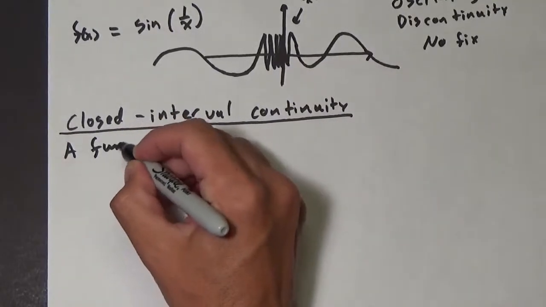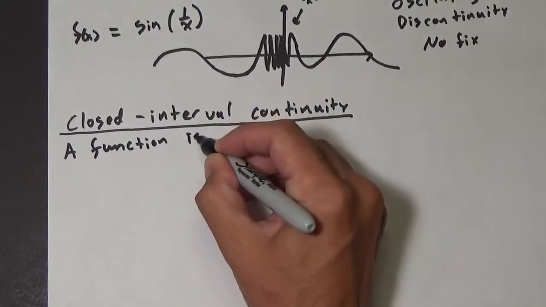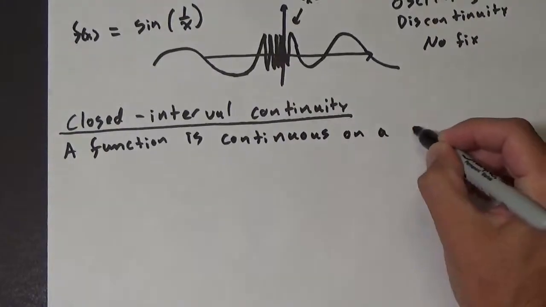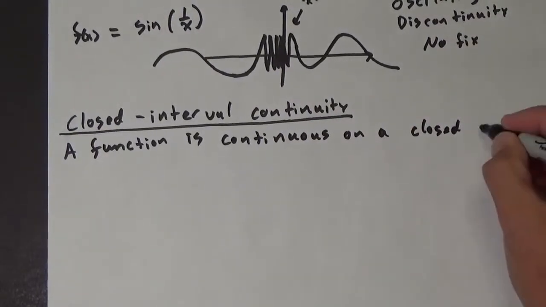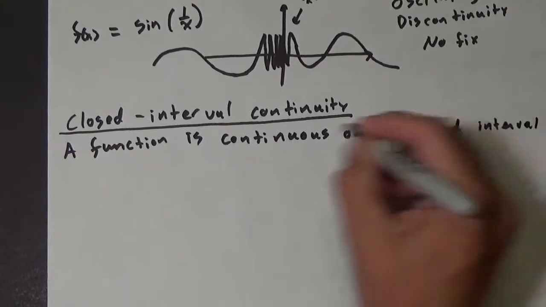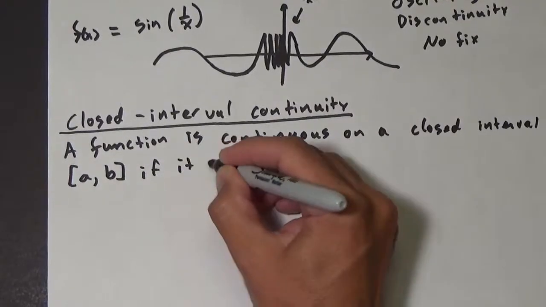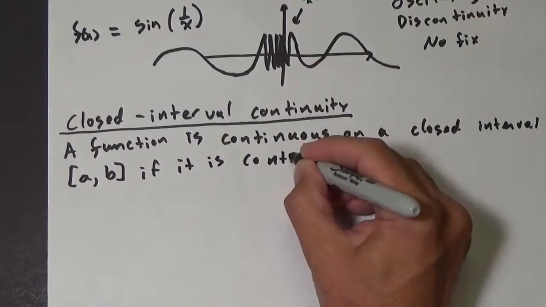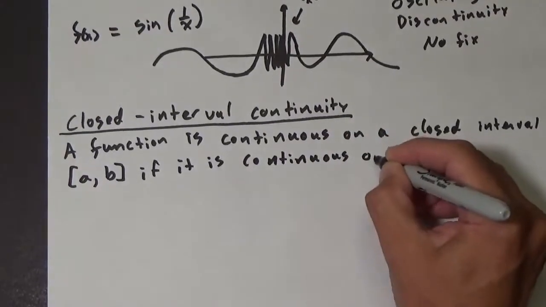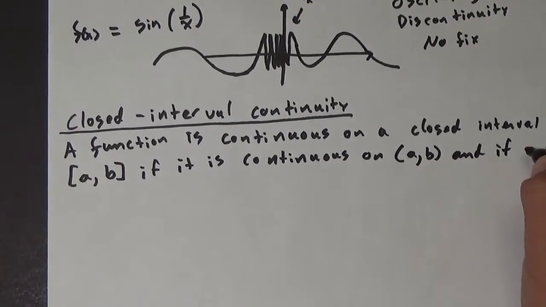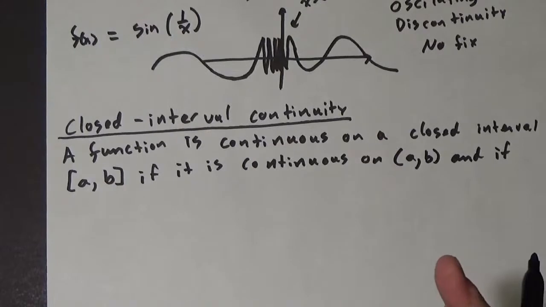A function is continuous on a closed interval from a to b if it is continuous on the open interval from a to b, and if, so then we need two things. You kind of have to imagine what's going on here.